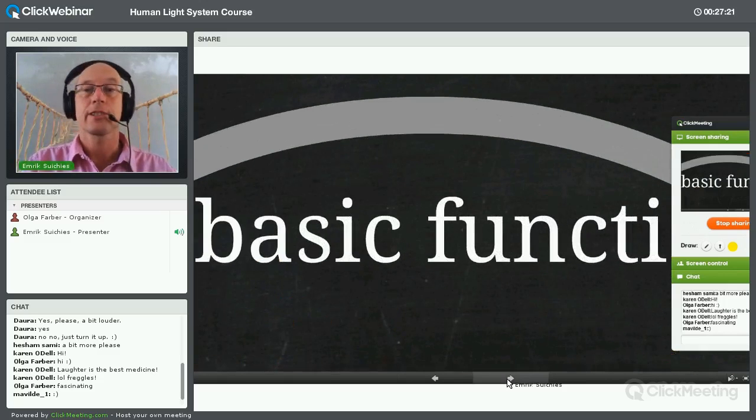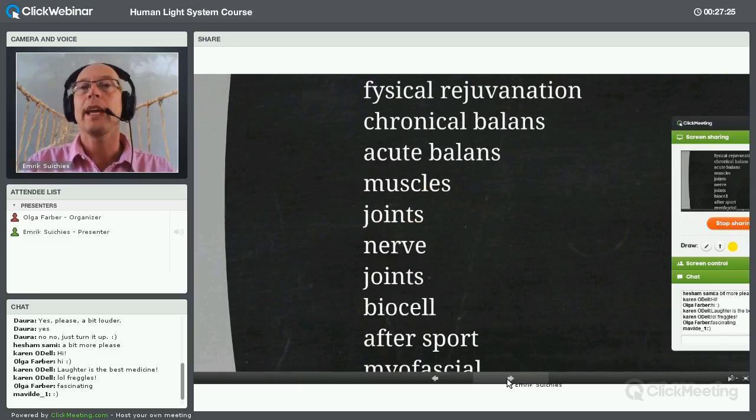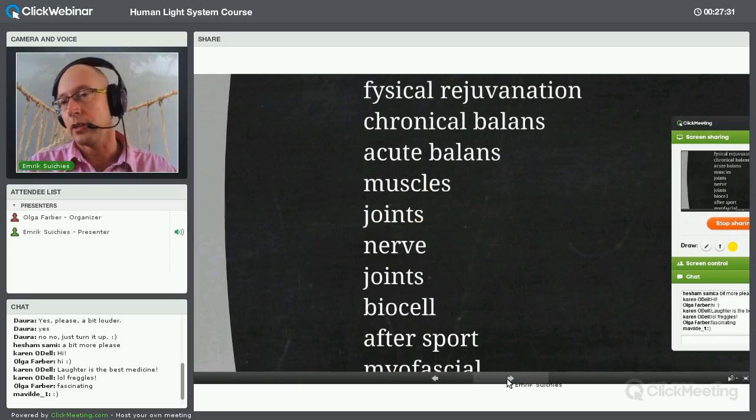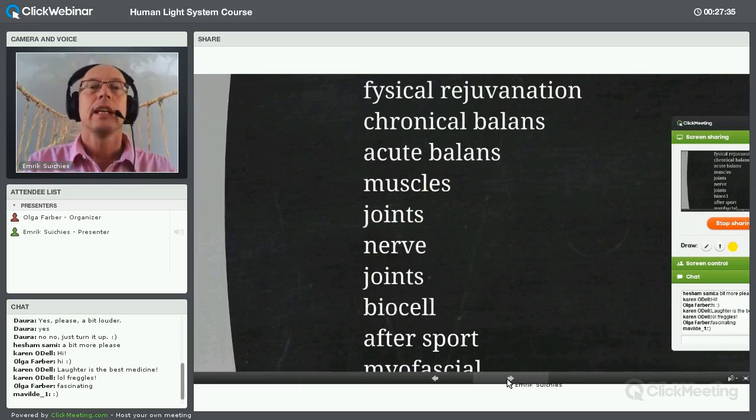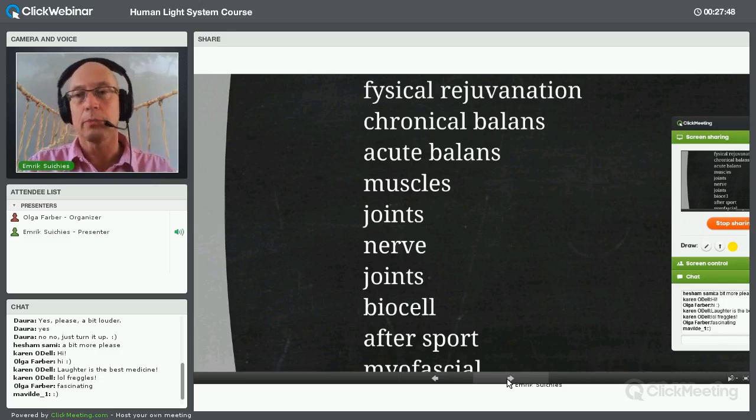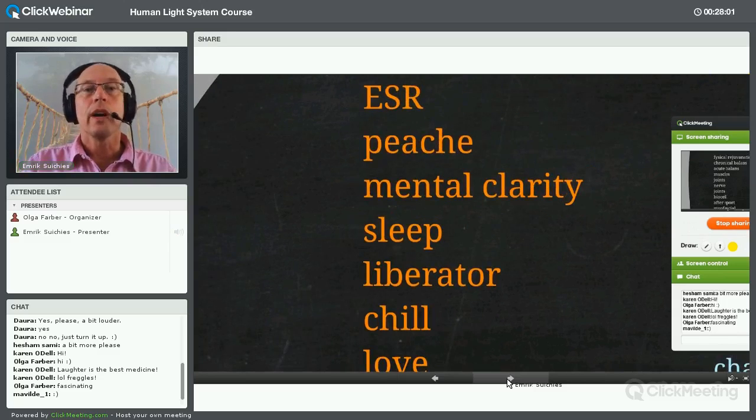There are a lot of basic functions. For example, we had one particular part which is called the physical apps. Let's call them apps. And there are apps for physical rejuvenation, chronic balance. We have an app for acute balance for muscles, joints. Well, you can read what's on it. So this is all about physical problems in which you can use the right information pattern and the right frequency to restore that problem. But you also have a map with problems which are related to the mental body.